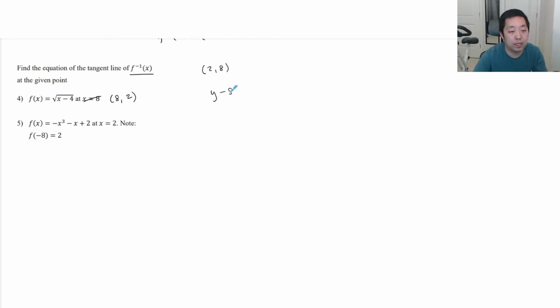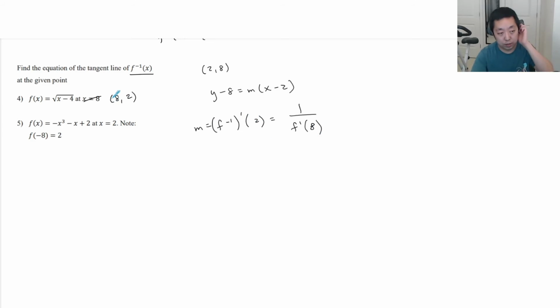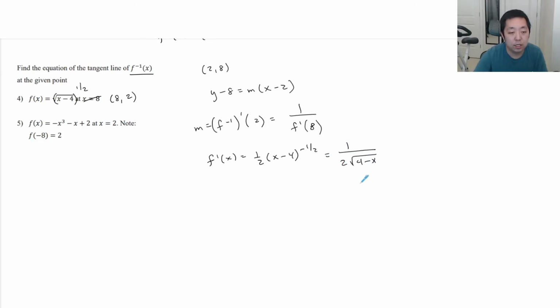So it's going to be y minus 8 is m times x minus 2. And then the m is the derivative of the inverse at 2, which is 1 over the derivative at 8, right? Because the corresponding point is 8 on the original function. So now we just need to compute what f prime of x is. This is really x minus 4 to the 1/2. So that's going to be 1/2 x minus 4 to the negative 1/2, which is 1 over 2 root of x minus 4.